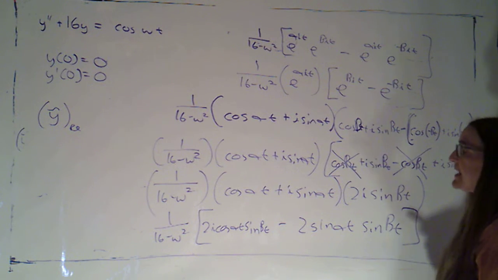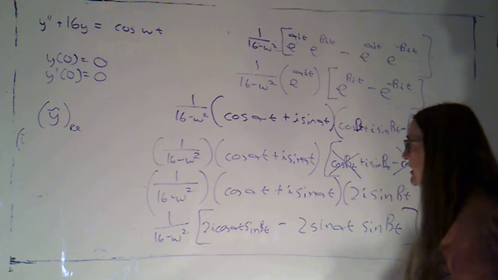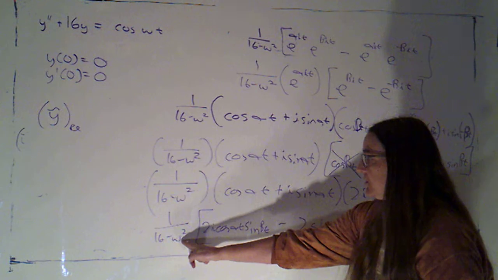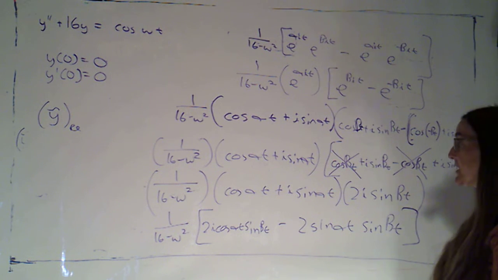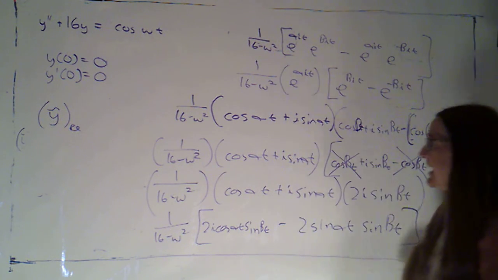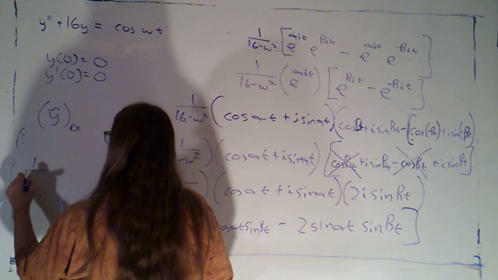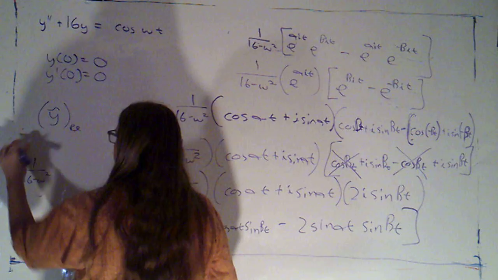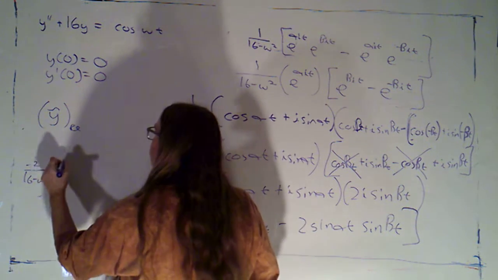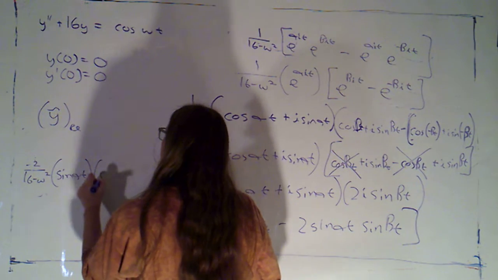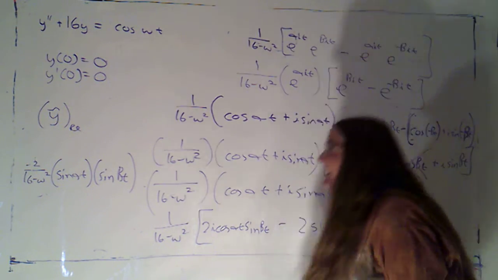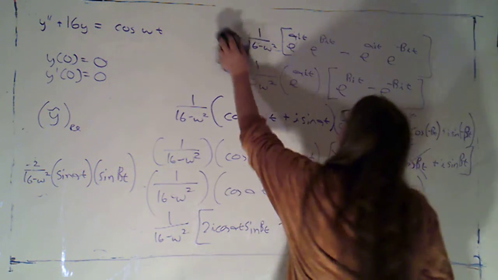Okay. So now I can see I'm going to have this distributed to each thing, but this part has an i in it, so that's the imaginary part. This part, multiplied by this, is going to give me the real part. Okay. So what we will have, I think I'm going to go ahead and factor out that negative 2. I'm going to get 1 over 16 minus omega squared times a negative 2. So I'll just put the negative 2 on top. Okay. Times sine of alpha t times sine of beta t.